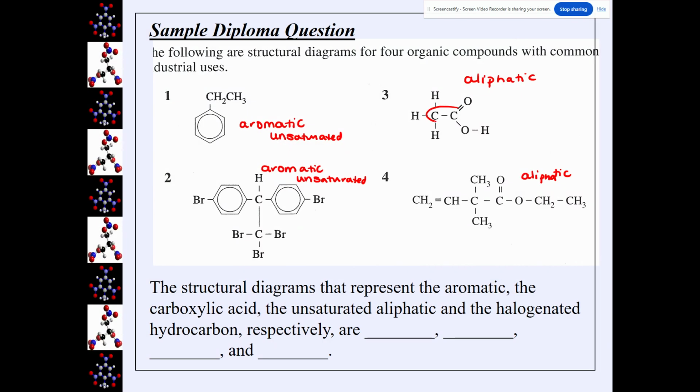Here, my carbon to carbon bonds are single. The C double bond O does not count for saturation. So this one is saturated. The carbon to carbon bonds are single. The next one, though, I have a carbon to carbon double bond. So that makes it unsaturated. Okay? Not that double bond, the double bond between the carbons. Halogenated. If there are halogens on them, they are halogenated.